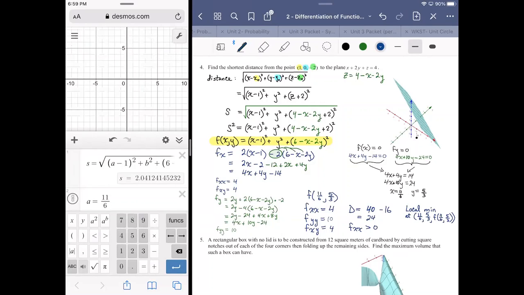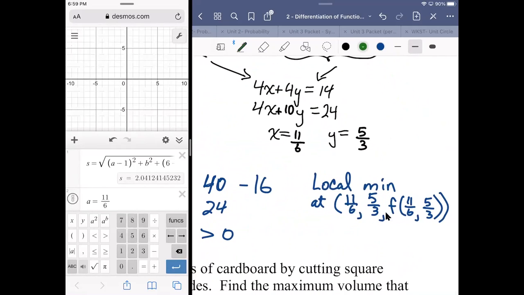All right, so find the shortest distance from the point. The shortest distance is going to be about 2.0412. So shortest distance.